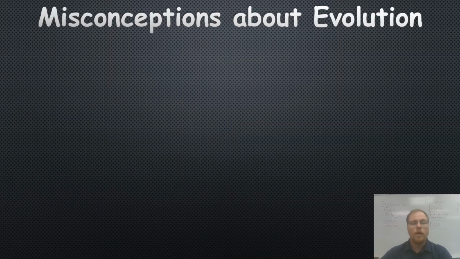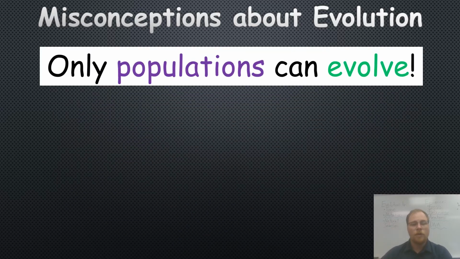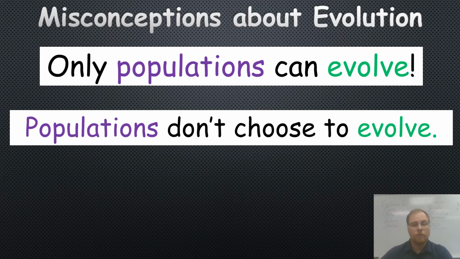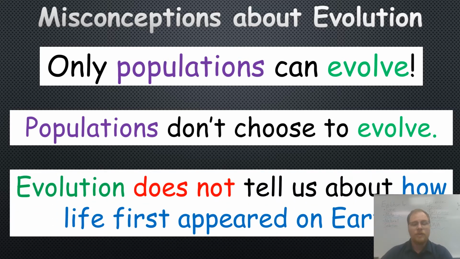Now, there are some common misconceptions about evolution. Number one, only populations can evolve. Individual organisms are not going to be evolving, only populations of organisms. Number two, they don't choose to evolve. The only reason they change into a whole new species is because over a very long period of time, natural selection and the small mutations and genetic differences between the populations cause a whole new species. And finally, evolution doesn't tell us about how life first appeared on Earth.